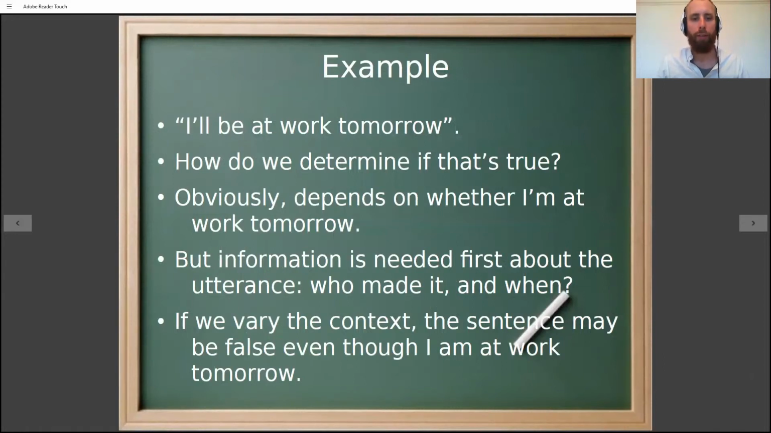Now, for brevity, let's focus on context dependence, as theorized by, for example, Kaplan and Stalnaker. When I say, "I'll be at work tomorrow," how do we tell whether that's true? Obviously, we need to know whether I'm at work tomorrow. But to even get to that point, we need to gather some other information first, like who the utterer is and when they uttered it. Had these facts been different, then even if I am at work tomorrow, the sentence might have been false, because it would have concerned some other person or some other time. These sorts of facts make up or are entailed by the context of utterance.